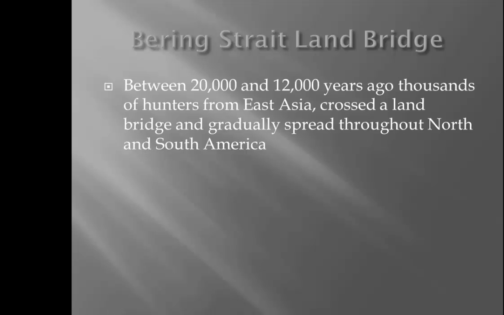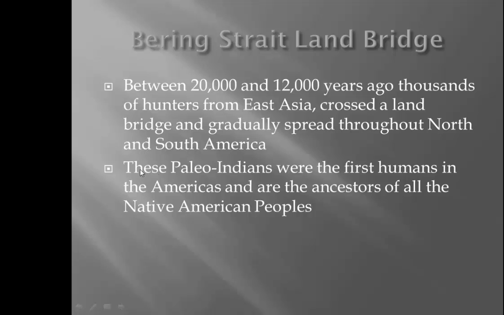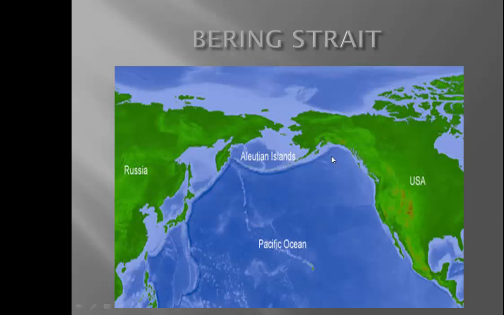And the first is going way back, about 20,000 to 12,000 years ago. A bunch of hunters from East Asia, thousands of them, crossed this land bridge that was made available by the glaciers and the lowering of our oceans, our water levels. And these people came to the country. They were these Paleo Indians, the first humans in the Americas. That would be North America, Central America, and South America, and they are the ancestors of the Native American peoples, right? So you want to see that.